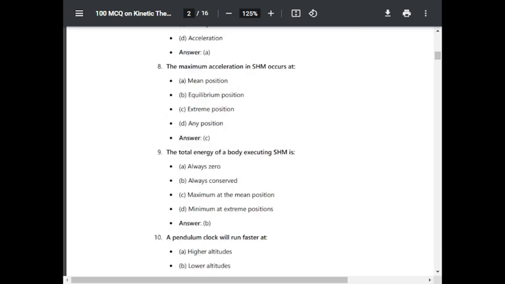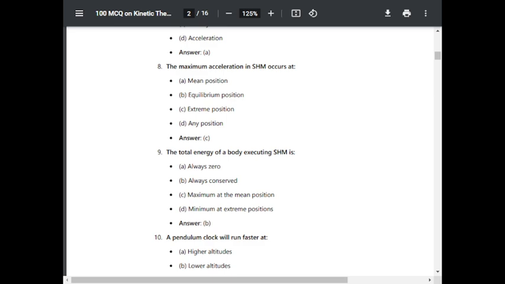Question number 8. The maximum acceleration in SHM occurs at: option A mean position, option B equilibrium position, option C extreme position, option D any position. The maximum acceleration in simple harmonic motion occurs at extreme position, that is C is correct. So maximum acceleration is at extreme position, hence option C is correct.